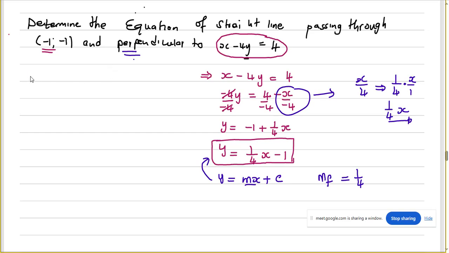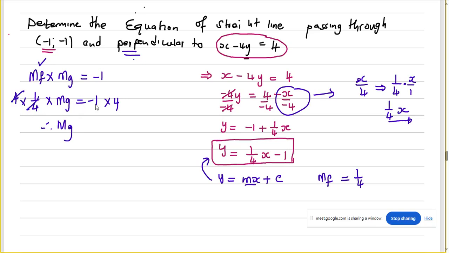If two graphs are perpendicular, the gradient of f multiplied by the gradient of g should give us -1. Already we have this, which is 1 over 4. We multiply this by the gradient of g, which is -1. So therefore, to make g the subject of the formula, I can multiply this side by 4, multiply the other side by 4. Therefore, the gradient of g, this will cancel, and then it is just -4.